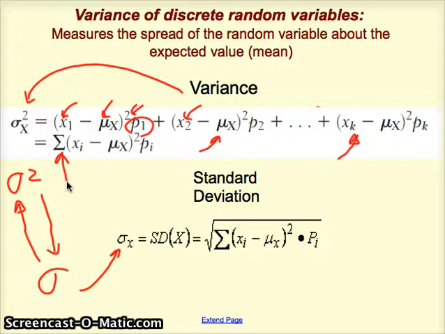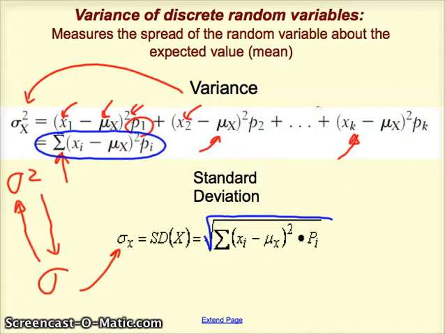So the formula for variance is here, the sum of every outcome minus the mean squared times the probability of that outcome. To get to standard deviation, we simply take the square root of the variance. So again, it's a measure of distance from the mean. It's every outcome, minus the mean squared times probability. Take the square root of that and we get the standard deviation of the discrete random variable.